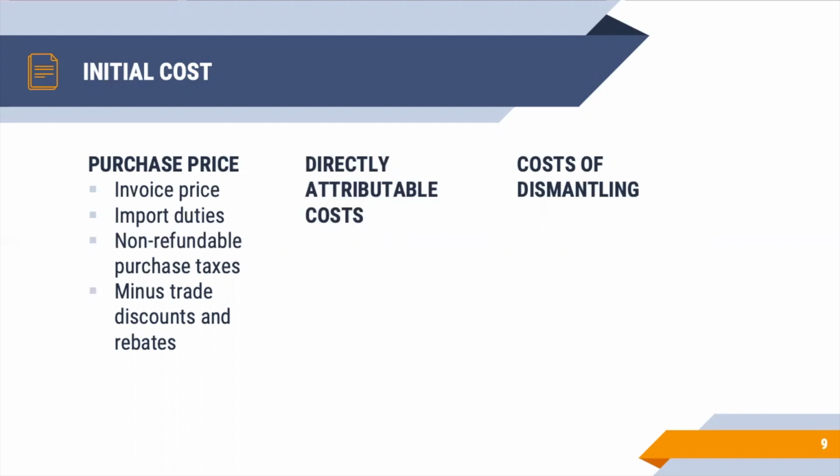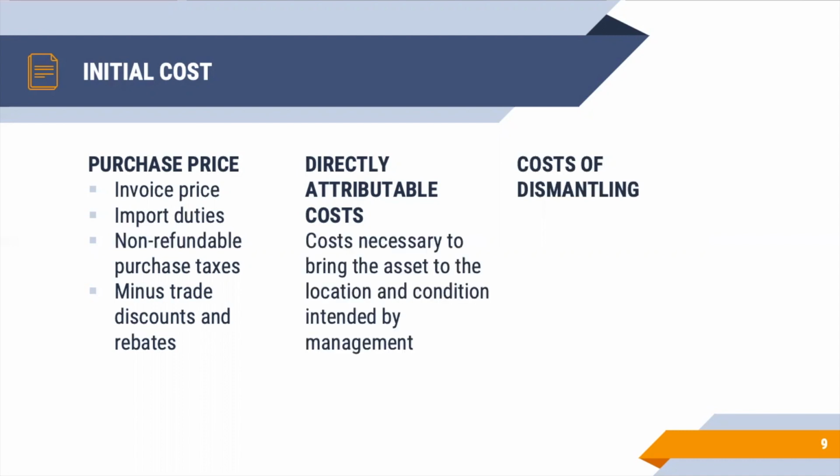Minus trade discounts. So if there are trade discounts for short-term financing and if there are rebates, we deduct them. For directly attributable costs, these are costs necessary to bring the asset to the location and condition intended by management. Included here are freight or shipping costs, insurance during shipping, maybe even cost of testing, and basically all costs necessary to bring it to the location and to the condition intended.